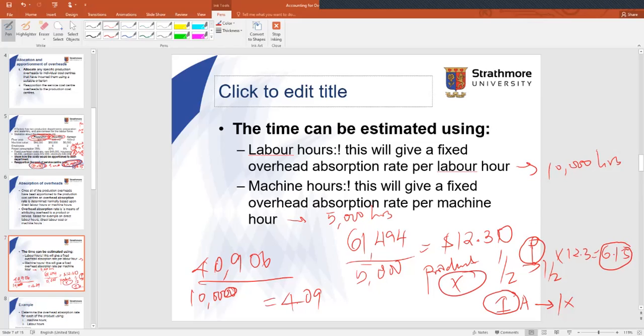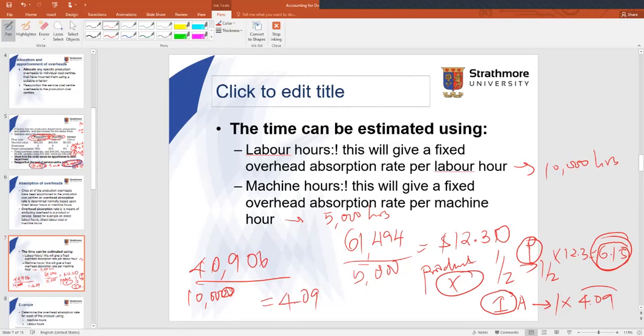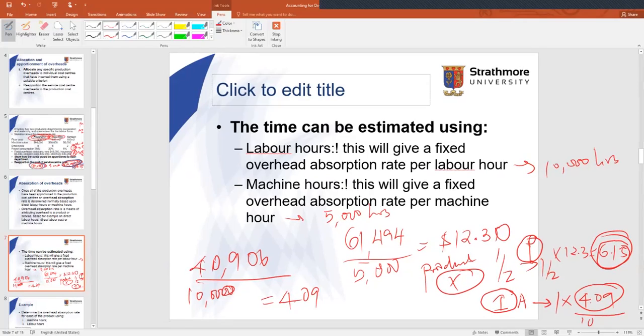Therefore, what's the cost? It's 1 times 4.09. The total overhead to be absorbed into product X will be 6.15 plus 4.09, to give us 10 point something. So the overhead to be put into the cost of product X will be 10 point something. Is that clear?